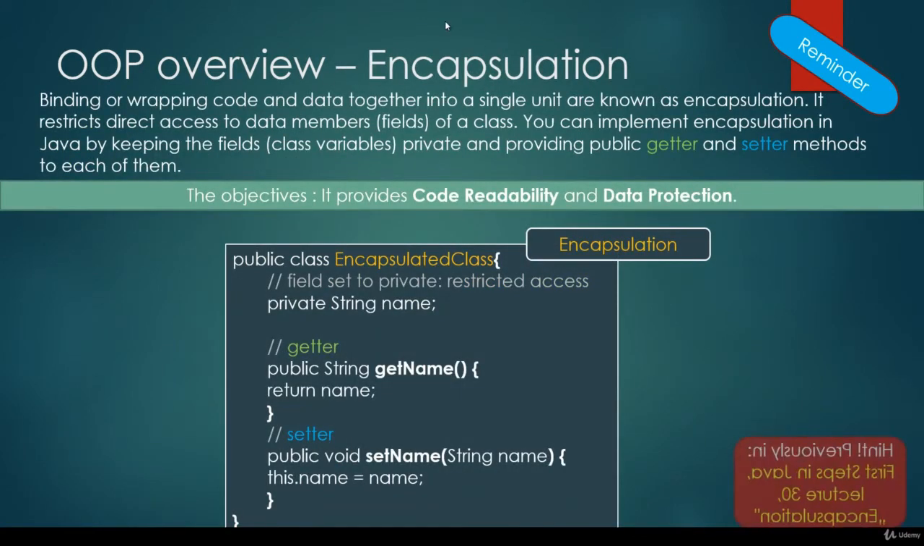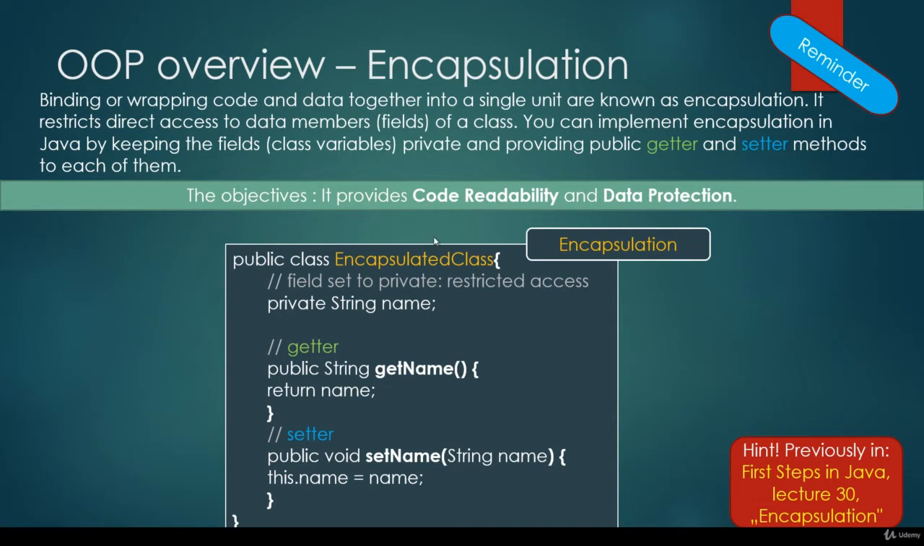What about encapsulation? Binding or wrapping code and data together into a single unit is known as encapsulation. It restricts direct access to data members, so field variables of a given class. You can implement encapsulation in Java by keeping the fields or class variables private and providing public getters and setters. With the help of getters and setters, we are able to manipulate these variables. Why is it good? Because it provides code readability and data protection.